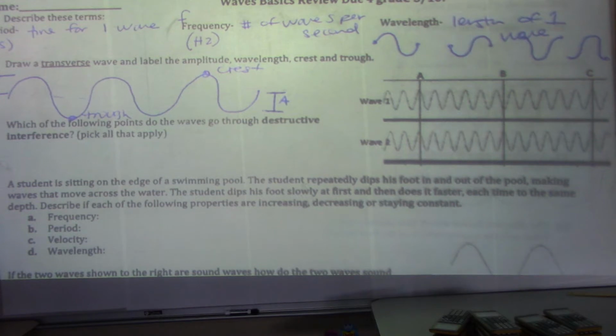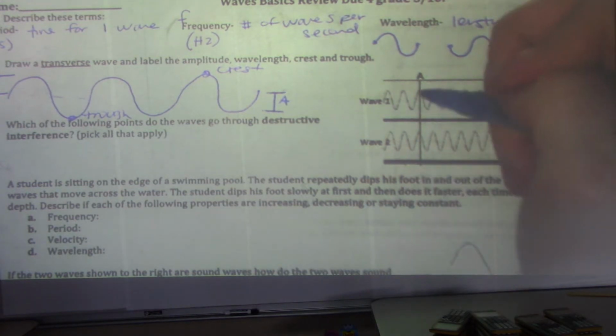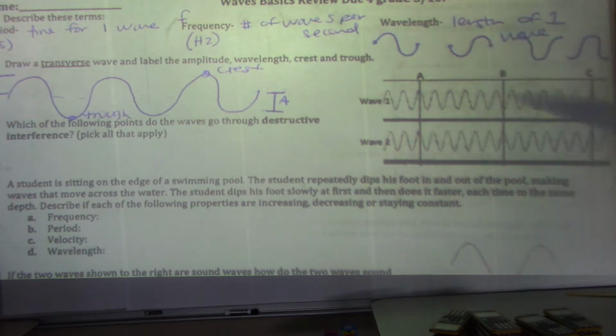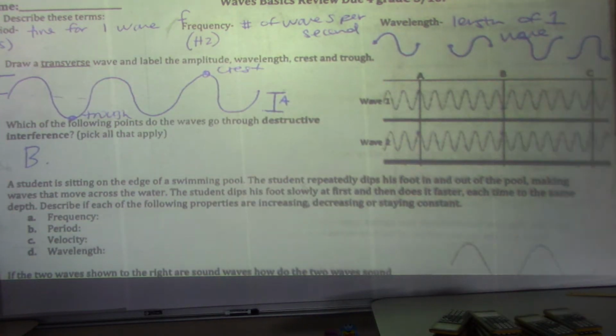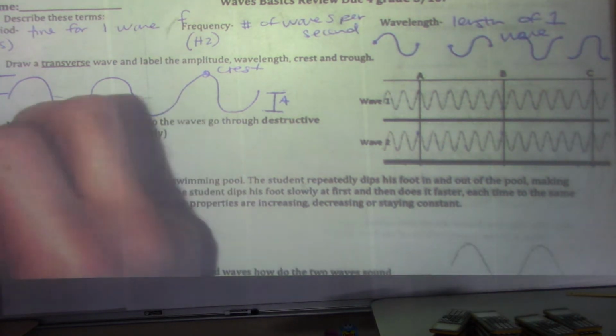Which of the following points have destructive interference? If we look at A, that's both positive and positive, so that would be constructive, they would add. Negative and positive, that's destructive, so definitely point B, because their displacements are in opposite directions, down versus up, so they would subtract. And then C is up and up, which is again constructive, so it's only B.